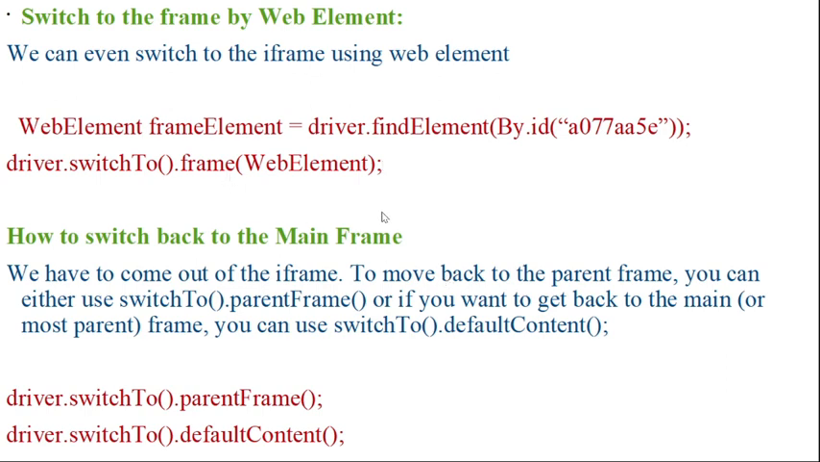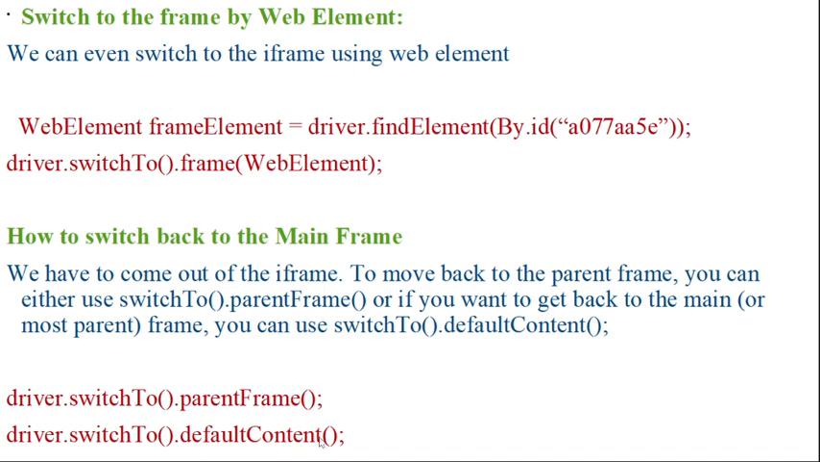Now after switching into this web element, you need to switch back to the main window. Like when you want to work inside that frame, you switch to that frame, work over there, and switch back to the default window, or you can say the main window where you are working. So how can you switch back to the main window? With the help of the switchTo method, dot parentFrame, or the defaultContent.